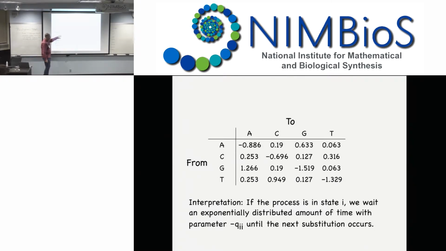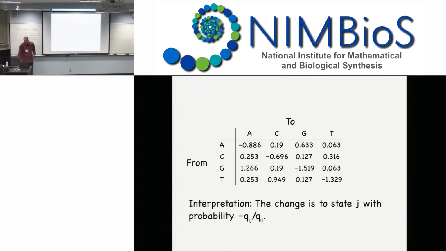Let's imagine that the process of this model is currently in state T. Well, it says we're going to wait an exponentially distributed amount of time until the next substitution occurs, and the rate of that exponential is going to be read from the element q_TT, which is this one. This is the q_TT right there, and you take the negative of this number. This is negative 1.329, so that makes it 1.329. So the rate is 1.329 when we're in T.